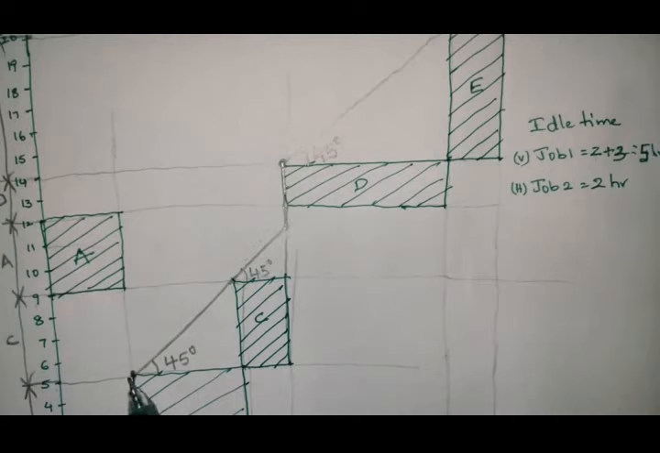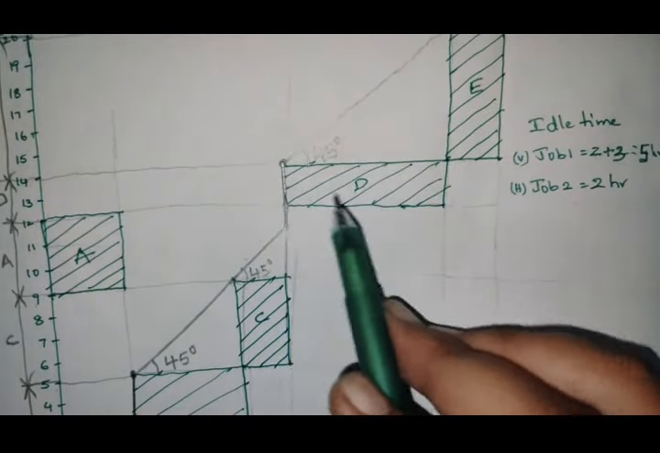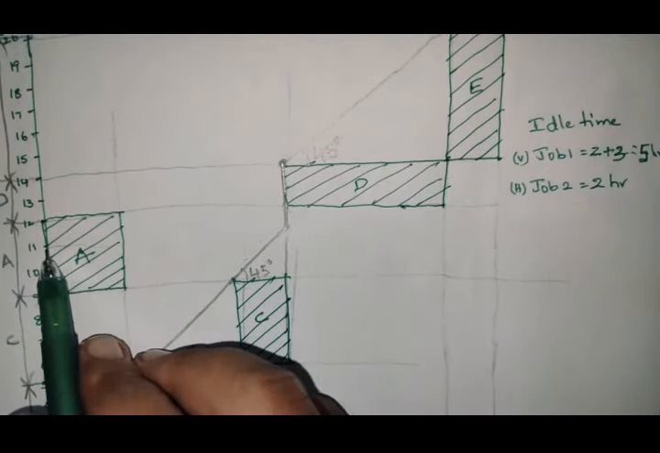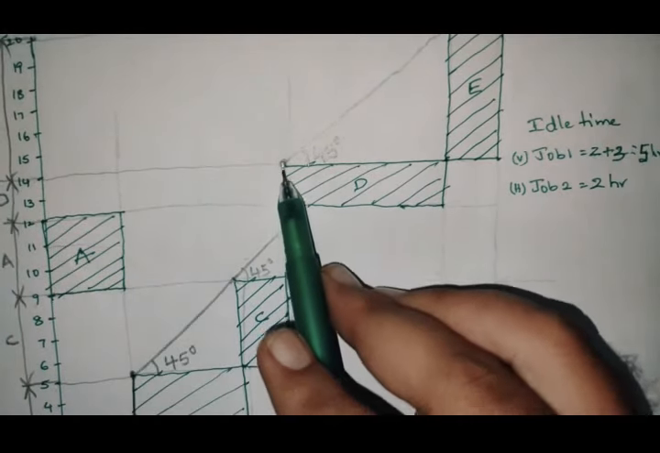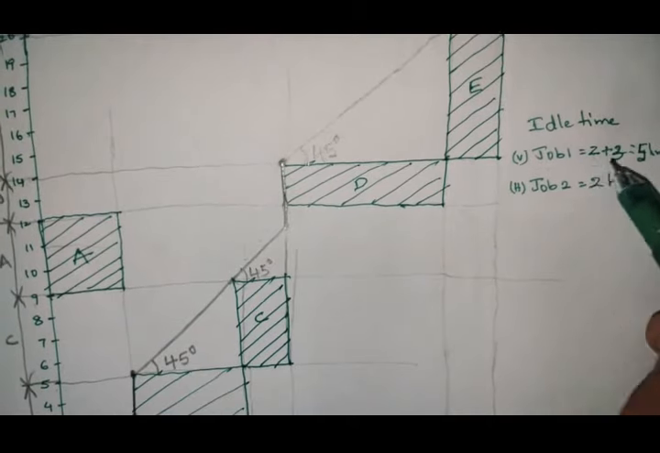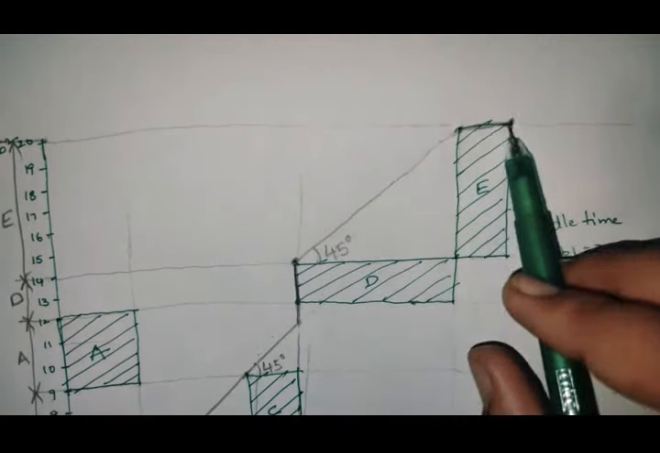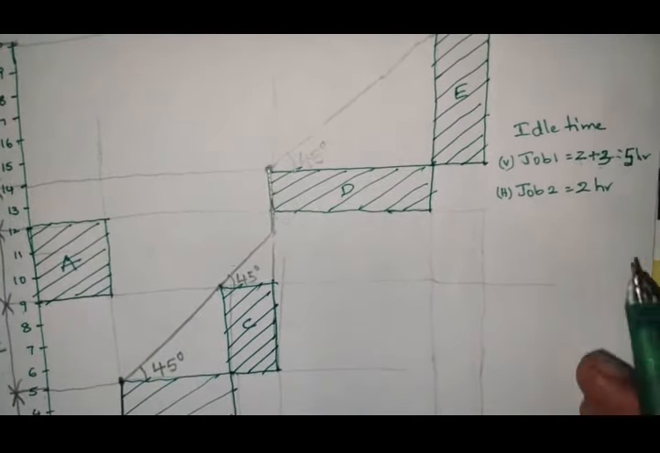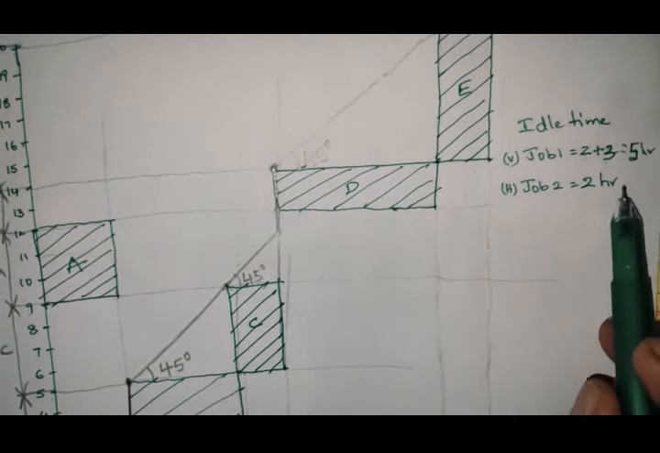And next, an inclined line and again a vertical line is there here. This starting point is 11 and the end point is 14, so the total duration is 3 hours. And again after the 45 degrees line there is a horizontal line, so no other vertical line is there. Then calculate the total time: 2 plus 3, that is 5 hours of idle time for job 1.